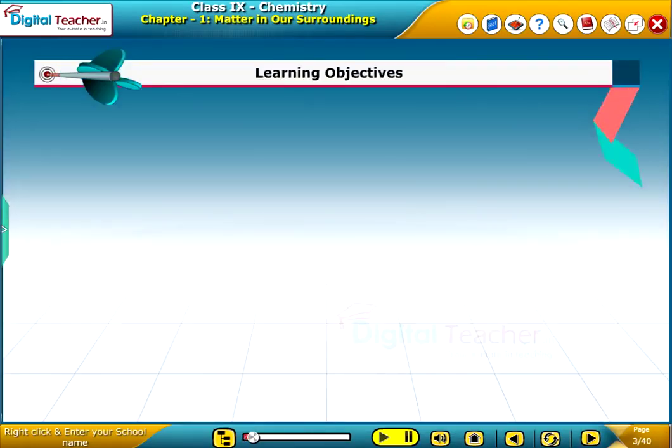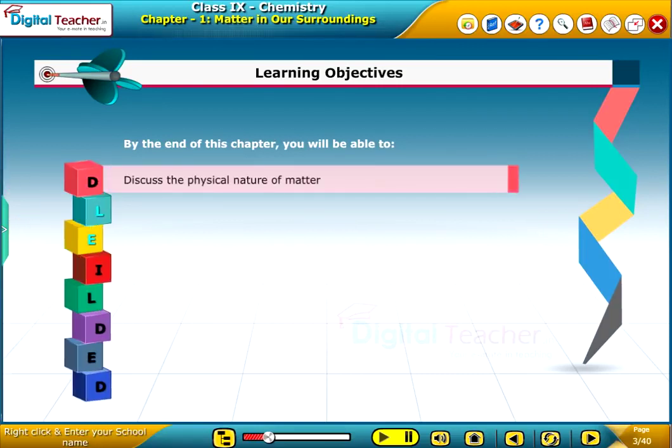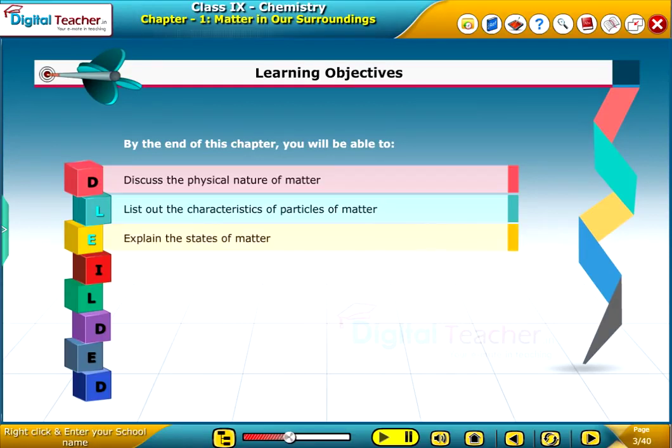Learning objectives. By the end of this chapter, you will be able to discuss the physical nature of matter, list out the characteristics of particles of matter, explain the states of matter, and identify the shape and volume of solids, liquids and gases.